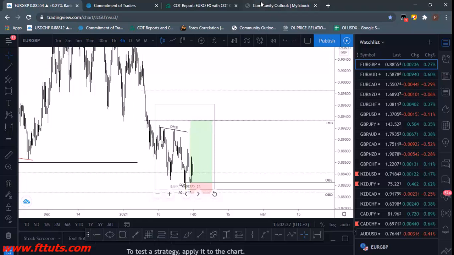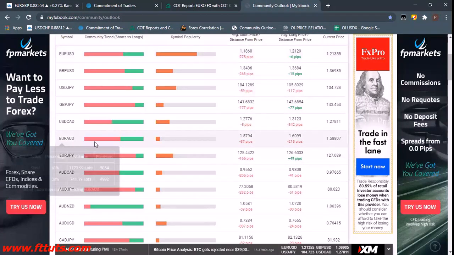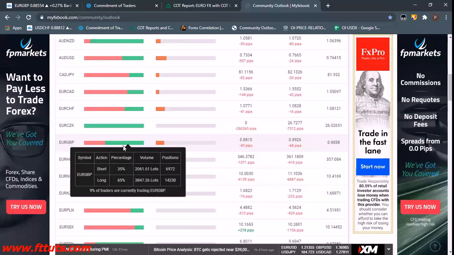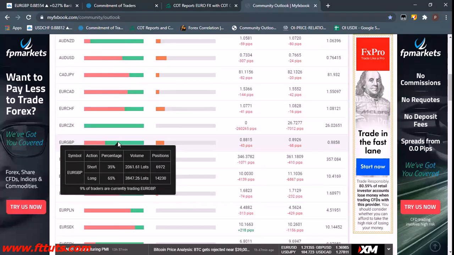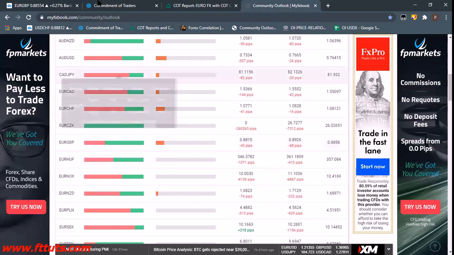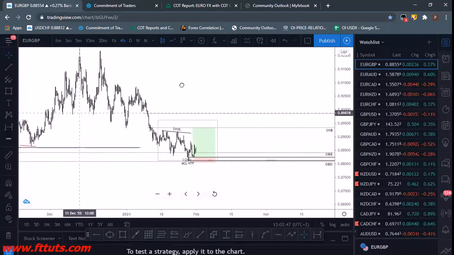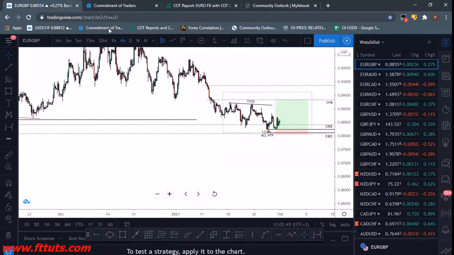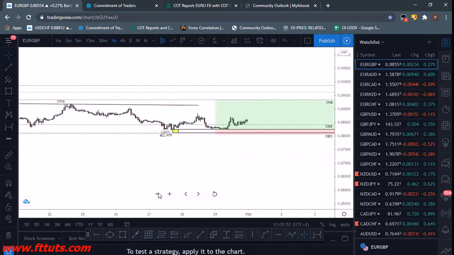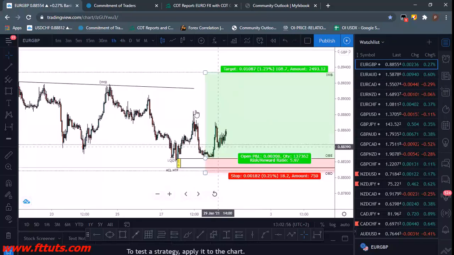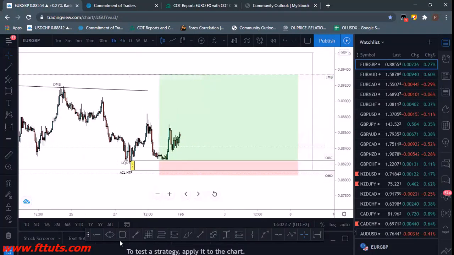Let me check the outlook for Euro GBP. So the outlook is going with what I had, 65% long, 35% short. That is definitely good when it's aligning with what I'm looking at. But this is what I would have had on this analysis.